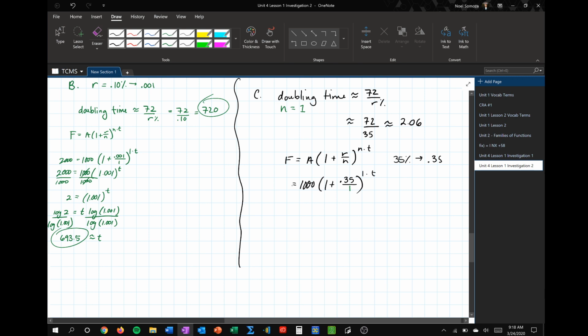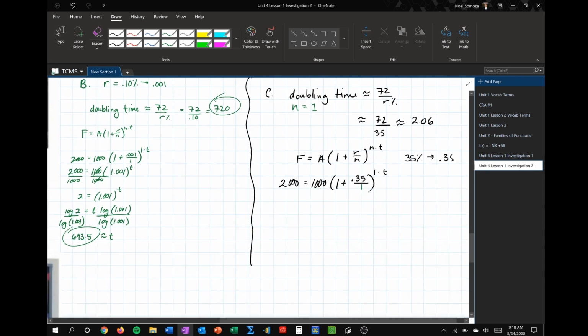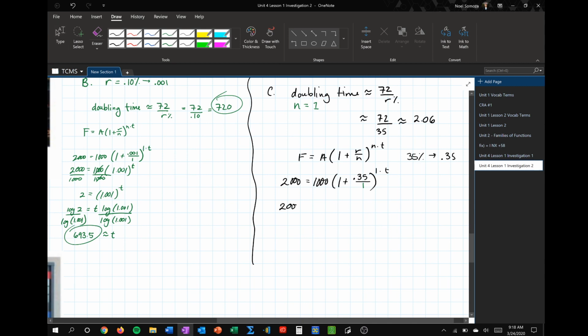And then we know that we want this initial investment to double. So how long would it take to become 2,000? Similar to what we were doing before, here we have 2,000 equal to 1,000 times 1 plus 0.35 divided by 1, which is still 0.35, so it's 1.35 to the power of t. This is going to help us find out how long it really does take in comparison to the estimate. So first divide both sides by 1,000. Now you're left with 2 equals 1.35 to the power of t.